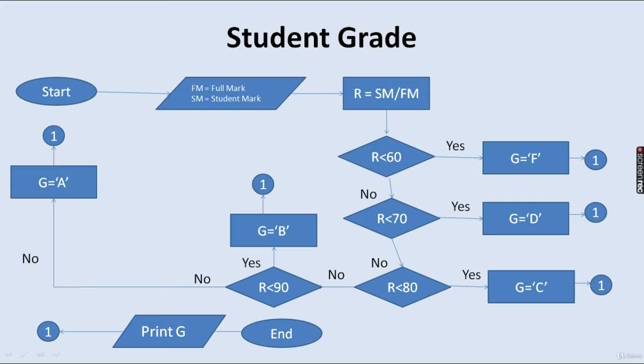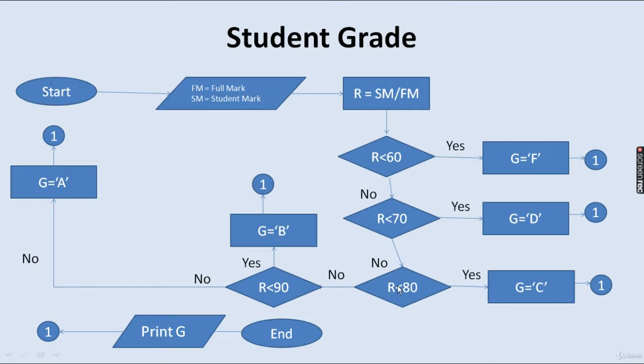This is the flowchart standard annotation, and then reading data in a parallelogram: student mark and full mark. And then after that, I will make a calculation rectangle, in which I will calculate the ratio, which is equal to student mark over full mark. And then I will check the ratio. If it's less than 60, then the student grade is F. If no, I will check the student ratio. If it's less than 70, the grade is D.